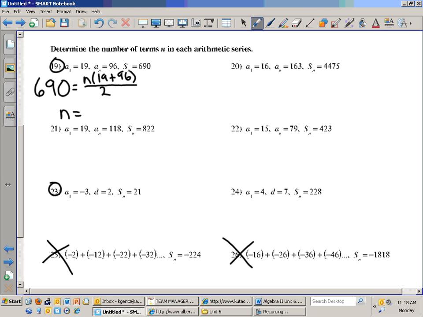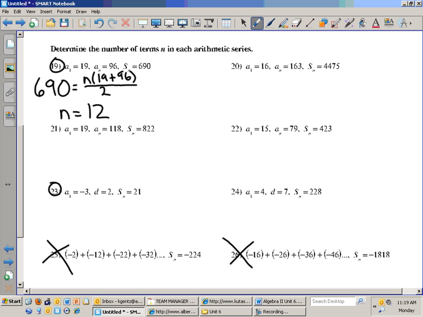Anybody got one? 12. So just take 19 plus 96 divided by 2, and then divide 690 by that, and you'll get it. Well, I said take 19 plus 96, divide that by 2, and then take the 690, divide by your new number. Or yes, you can multiply by 2. Either way, it'll come out the same. Any questions on that?